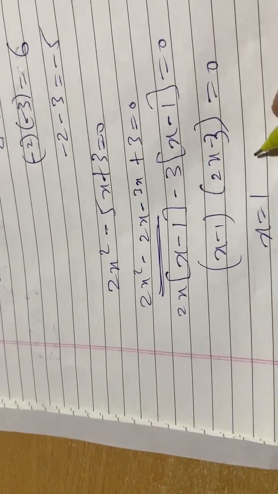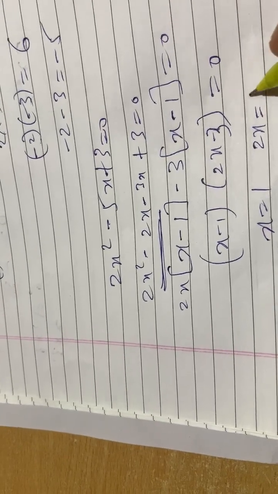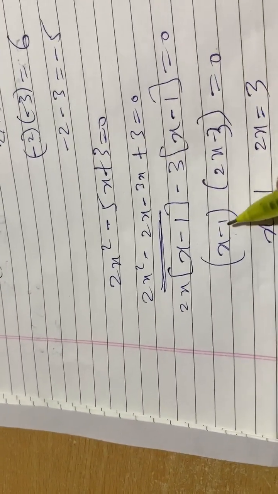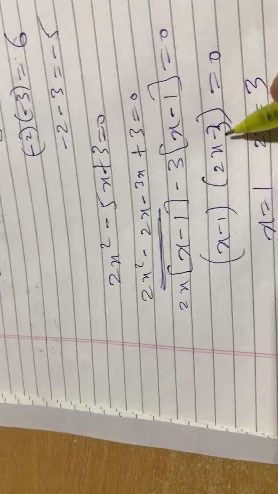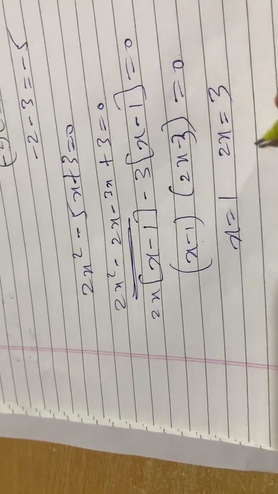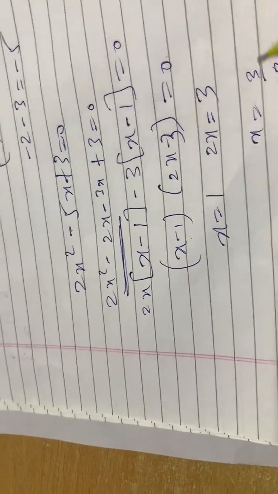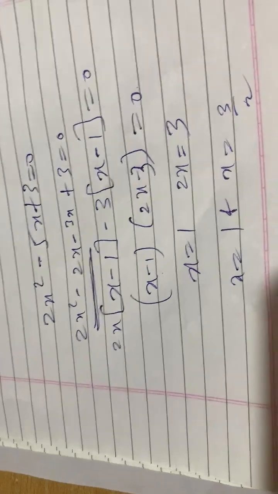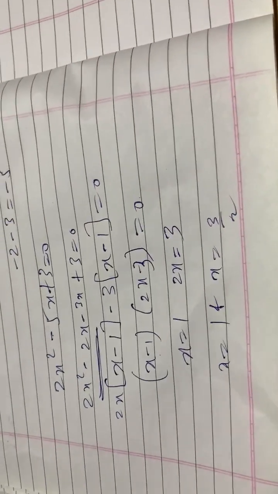So x minus 1 equal to 0 and 2x minus 3 equal to 0. So x will be 1, and 2x minus 3 equal to 0 gives 2x equal to 3. So x will be 3 upon 2, and x will be 1. If you still have doubts, I will do a few more questions on splitting the middle term.